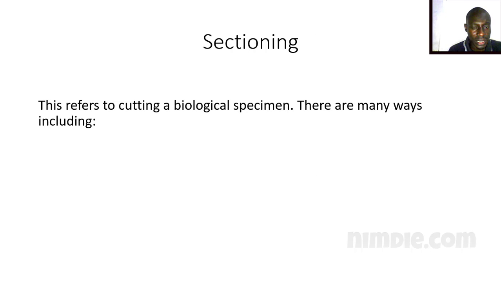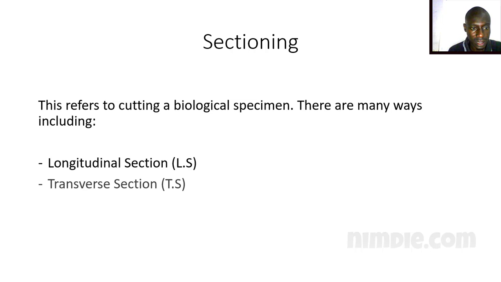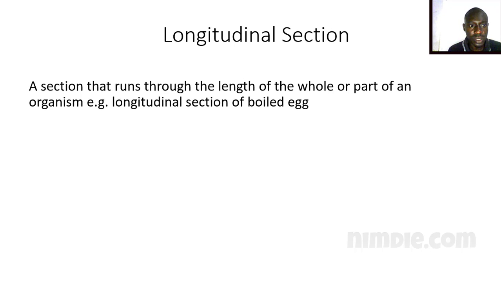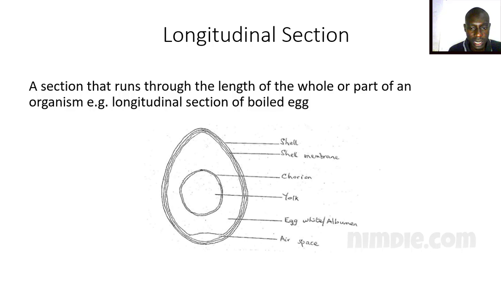Next, we look at sectioning. Sectioning refers to cutting a biological specimen. There are many ways of making sections: longitudinal section or LS, transverse section or TS, and vertical section or VS. We consider them one after the other. Longitudinal section refers to a section that runs through the length of the whole or part of an organism. Example, the LS of a boiled egg.